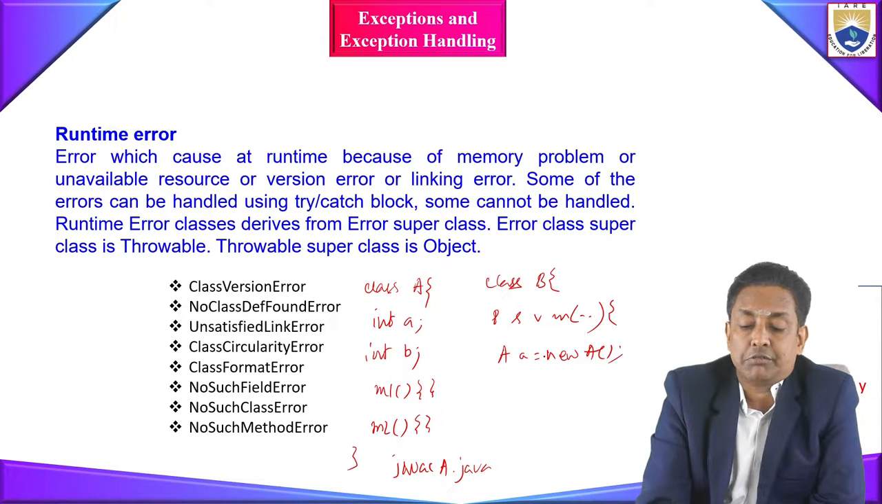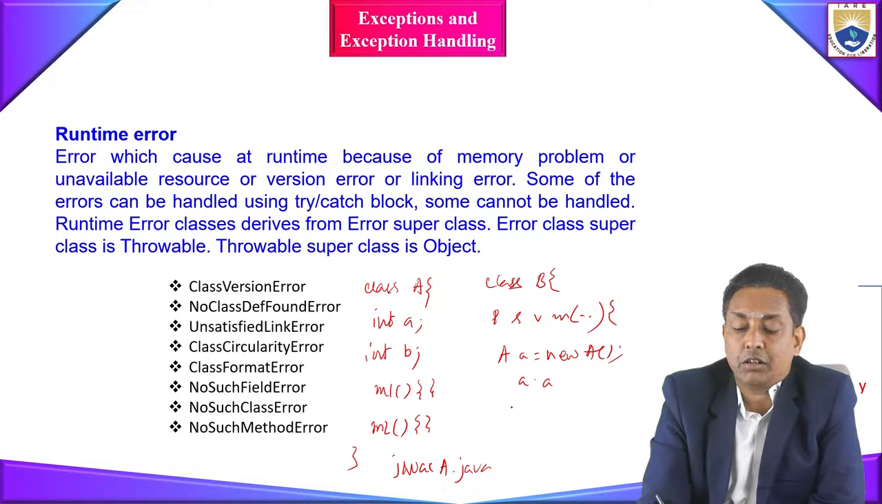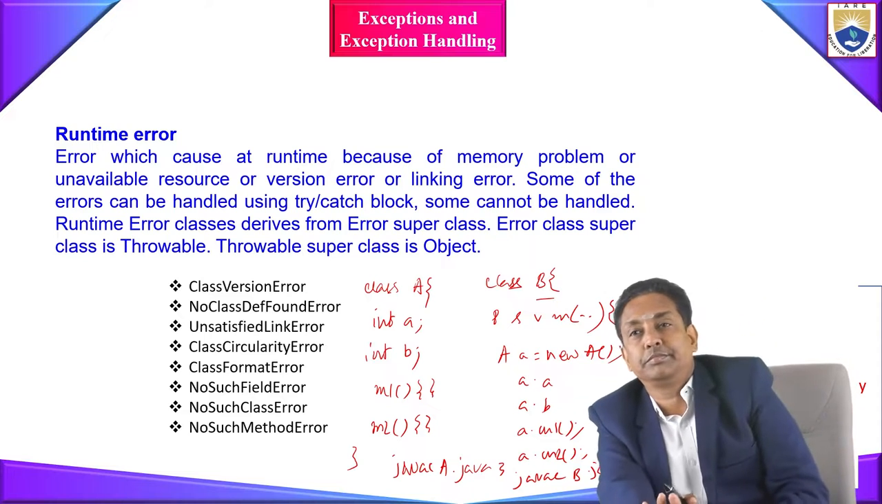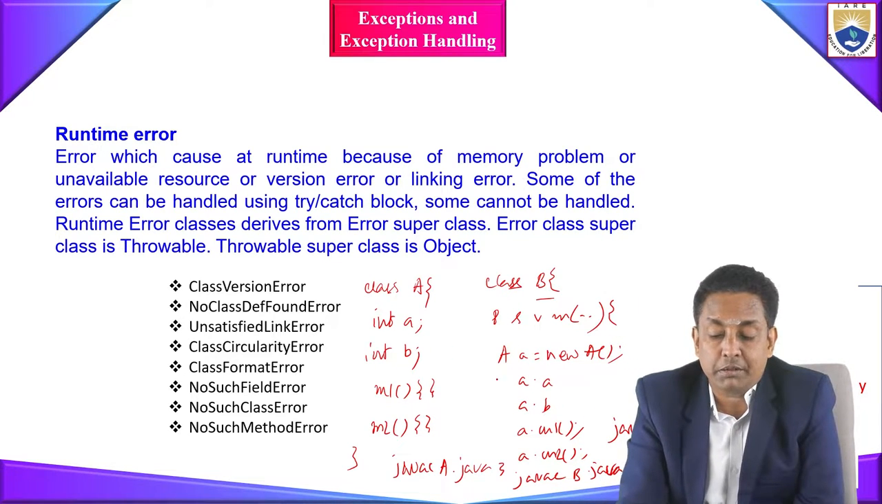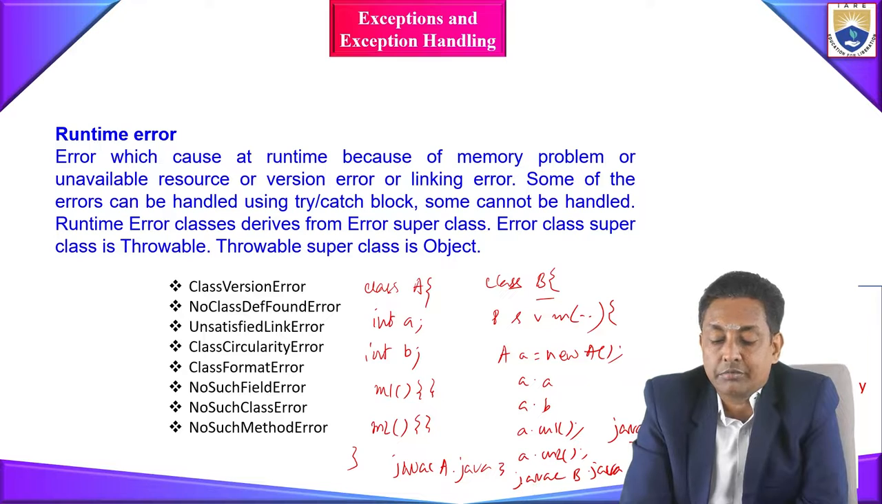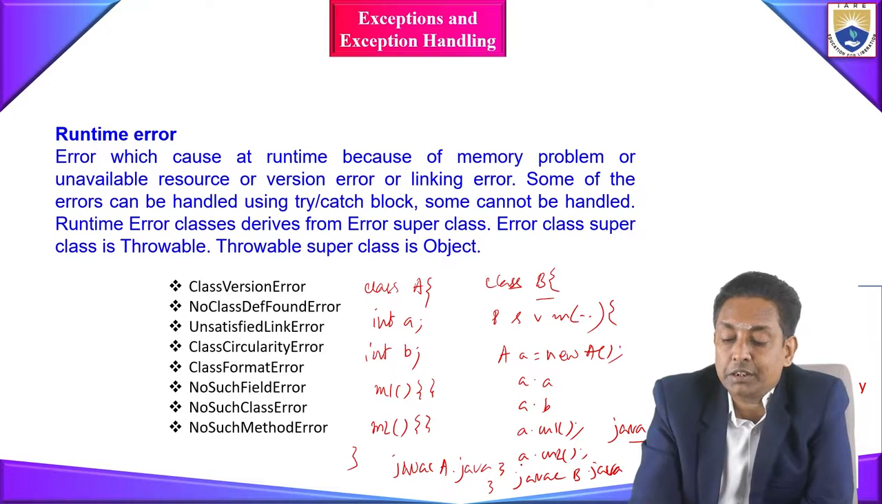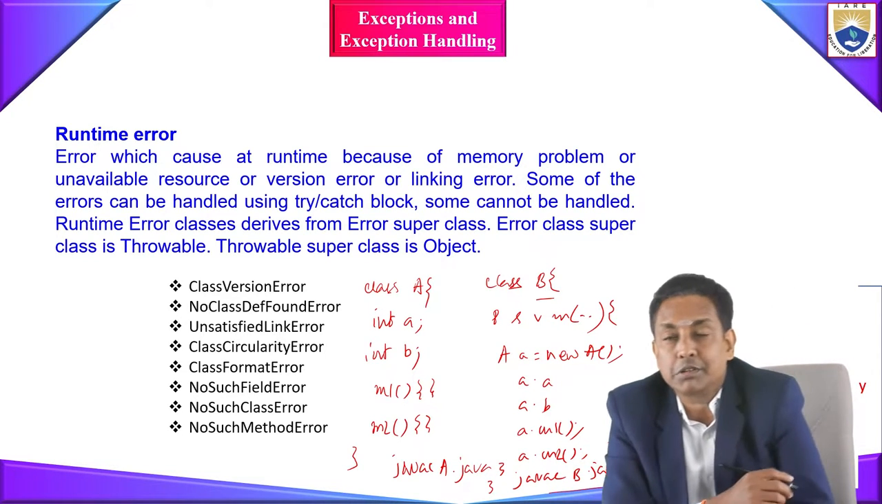With this A object reference, what can I call? a.a variable I can call, a.b variable I can call, a.m1 method I can call, a.m2 method I can call. So compile and run B.java and java B. Because the a variable is there, the b variable is there, and the m1 and m2 methods are there, the B class will be successfully compiled and executed as well.